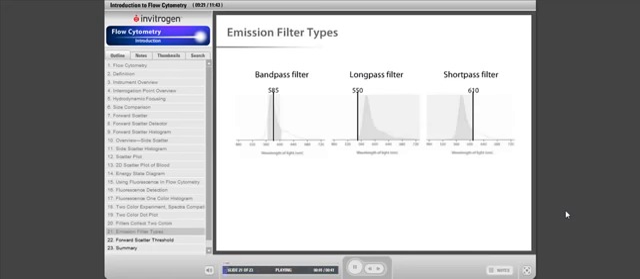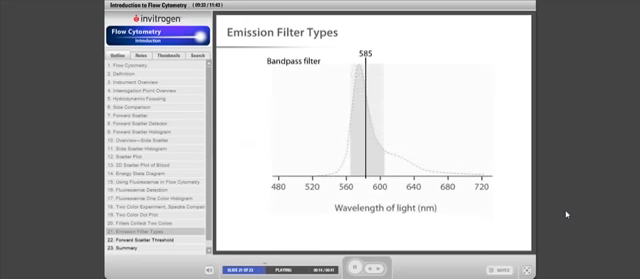Let's take a moment to talk about filter nomenclature. Filters are normally defined by one of two parameters, either the center point for a bandpass filter or the cutoff point for a long or short pass filter. This is a typical bandpass filter specific for RPE. It has a center point of 585 nanometers and a width of 42 nanometers. So this filter optimally passes light in the wavelength range of 564 to 606 nanometers, which corresponds to the emission peak of RPE. Other filters used to resolve this peak include a 550 nanometer long-pass filter and a 610 nanometer short-pass filter.